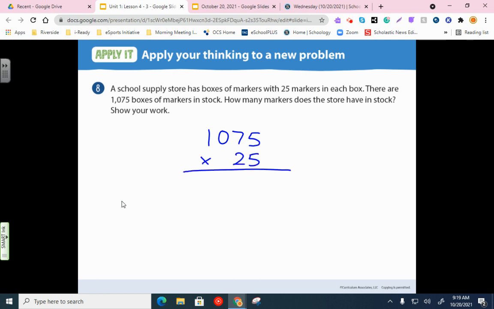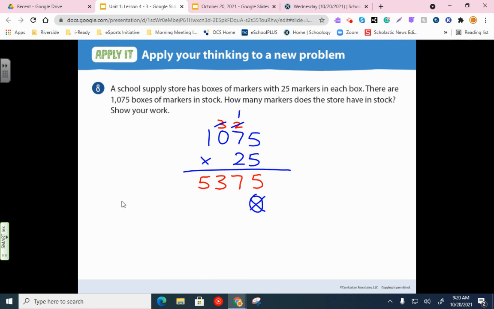I'll do my ones in red. 5 times 5 is 25. 5 times 7 is 35, plus the 2 is 37. 5 times 0 is 0, but we still need to bring down that 3. And 5 times 1 is 5. Now I'll cross these out before I begin. We need this for our partial product because we're multiplying by our tens place now.